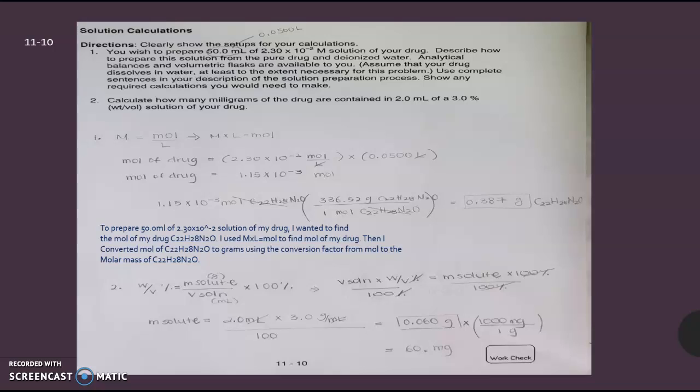Then I converted moles of C22H28N2O to grams using the conversion factor from moles to the molar mass of C22H28N2O. For number 2, I used the mass of solute over volume of solution times 100 percent, and I got 0.060 grams, and you would multiply that by 1,000 milligrams over 1 gram to get 60 milligrams.